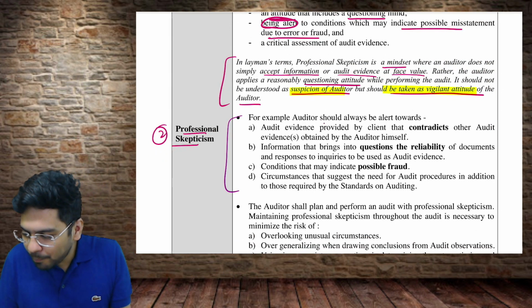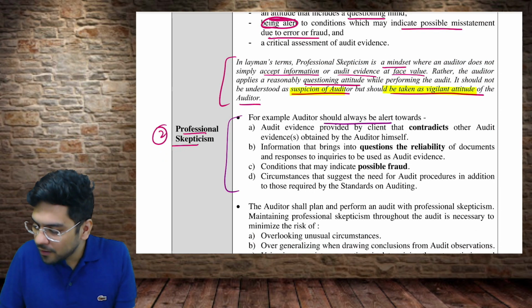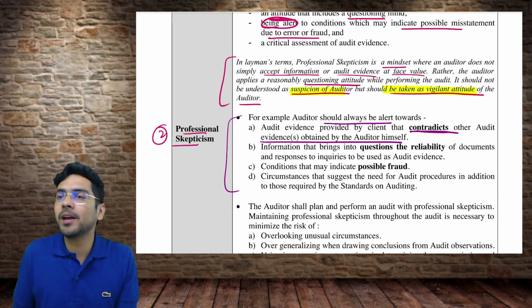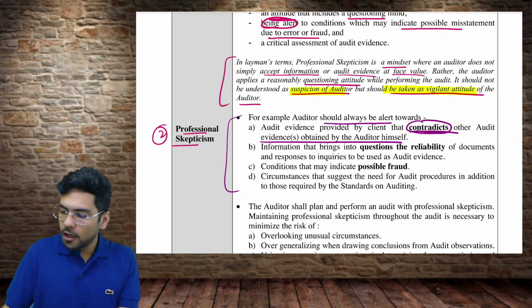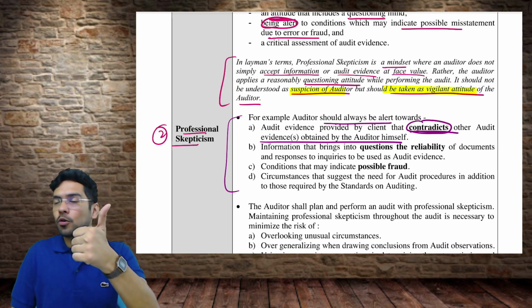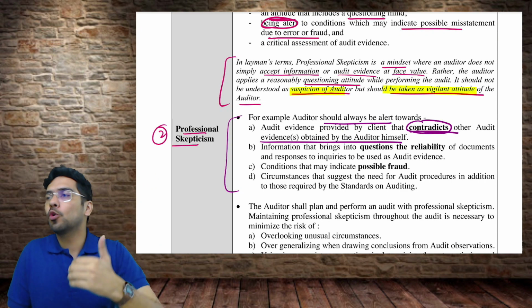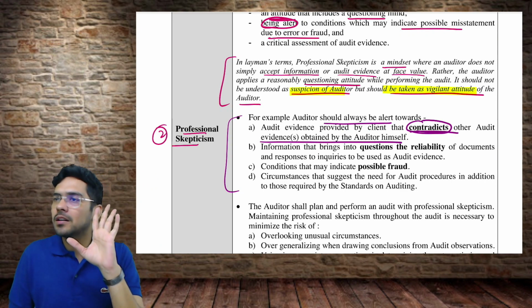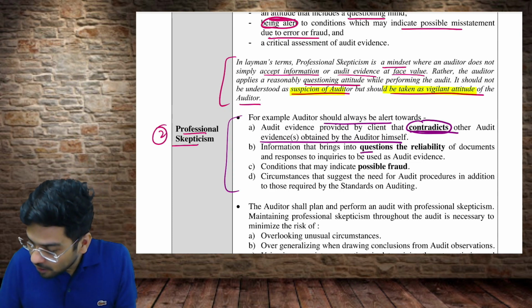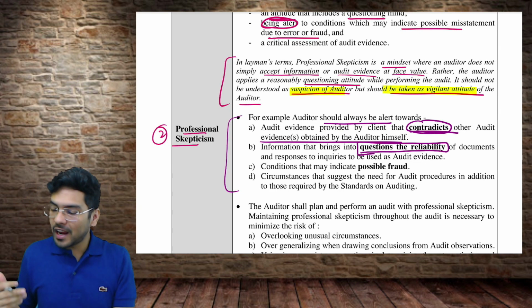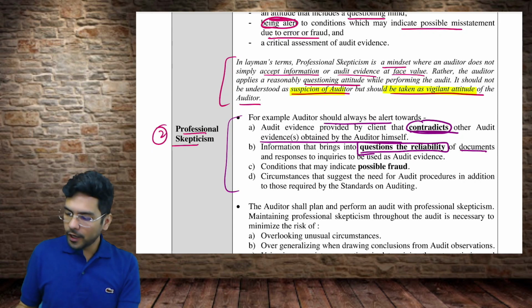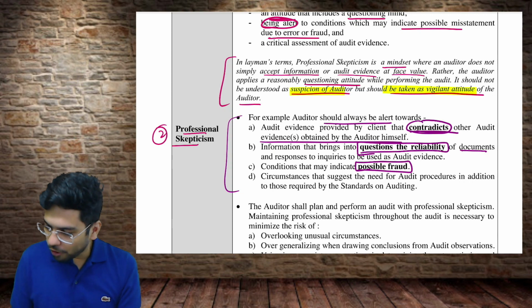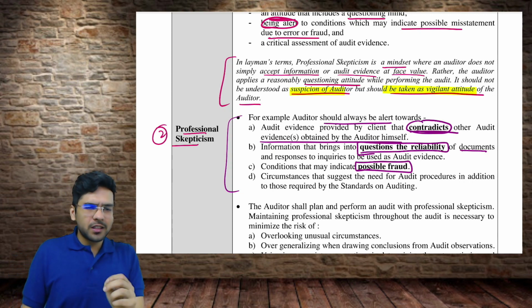Yes. So there are some examples which I feel you have to understand. For example, the auditor should always be alert when audit evidence provided by the client contradicts other audit evidence obtained by the auditor himself. So number one point is when you get contradictory evidence. Let's say they are only giving you photocopies, not giving you originals. So again, your professional skepticism antenna should be on. It says when you have doubts on the reliability of documents, then when you feel that there might be a possibility of fraud, and then this last one point.